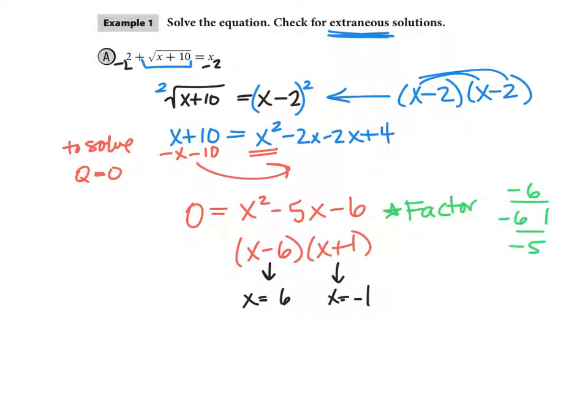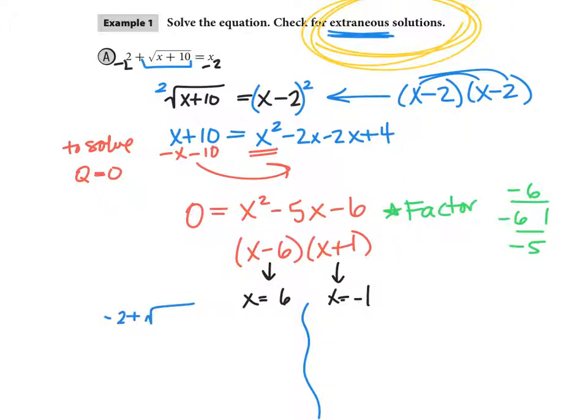negative 1. Now, remember the directions up here at the top said to check for extraneous solutions. I'll show you kind of what that looks like here in a minute, but we want to just plug it back into the original equation and make sure that what we're getting is going to work. So if I do that, let's plug into the first one. Let's see, I'm going to do negative 2 plus the square root of 6 plus 10, which is 16, equals 6. All right, I'm just plugging into that original equation. So that's negative 2 plus 4 equals 6.